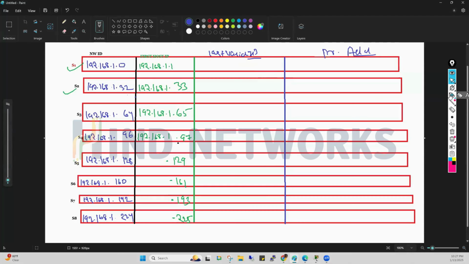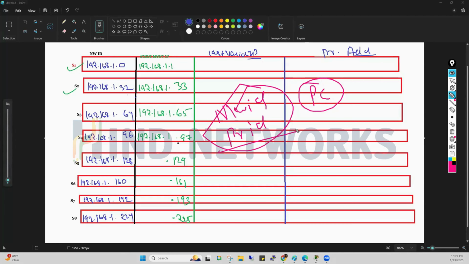But please remember, I think in yesterday's class, I told you, if you want to assign an IP address to any PC, there are two IP addresses you can't assign. First, the network ID you can't assign. Second, the broadcast ID you can't assign.